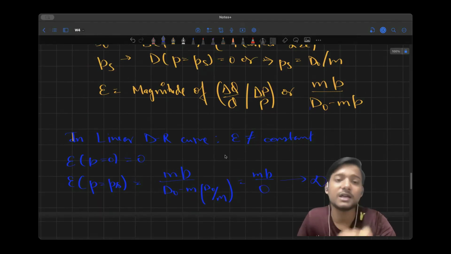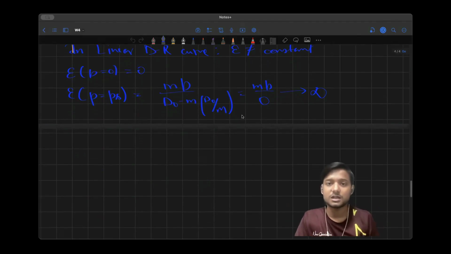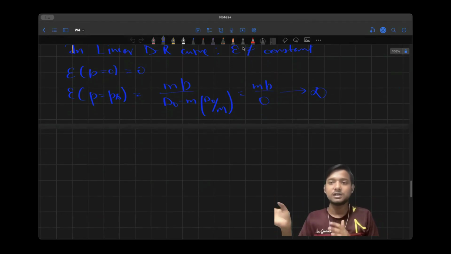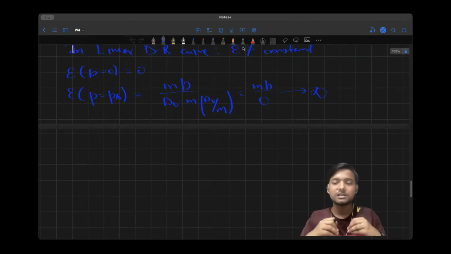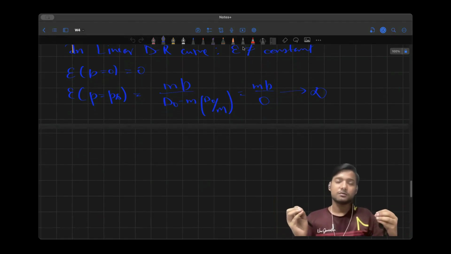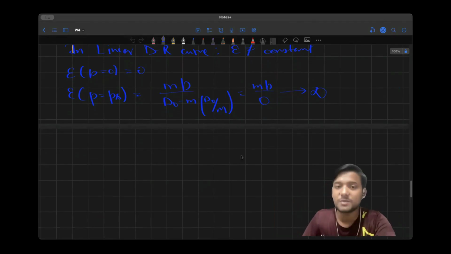So therefore, my elasticity changes from 0 to infinity as we keep increasing price from 0 to P satiating, or you can say satiating price. My elasticity changes from 0 to infinity when we change price from 0 to P satiating. So remember this thing.